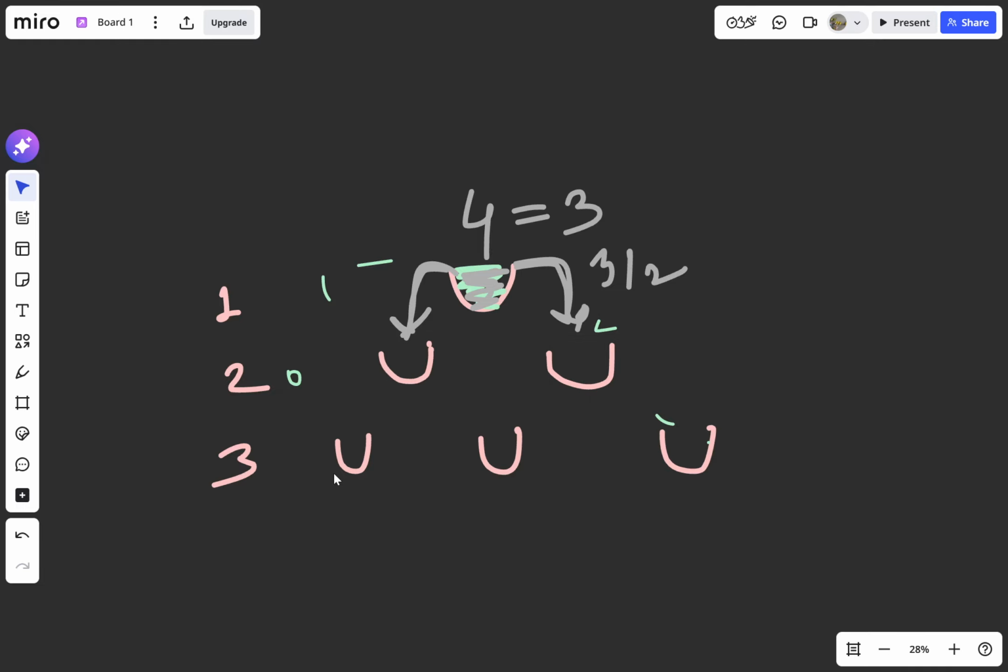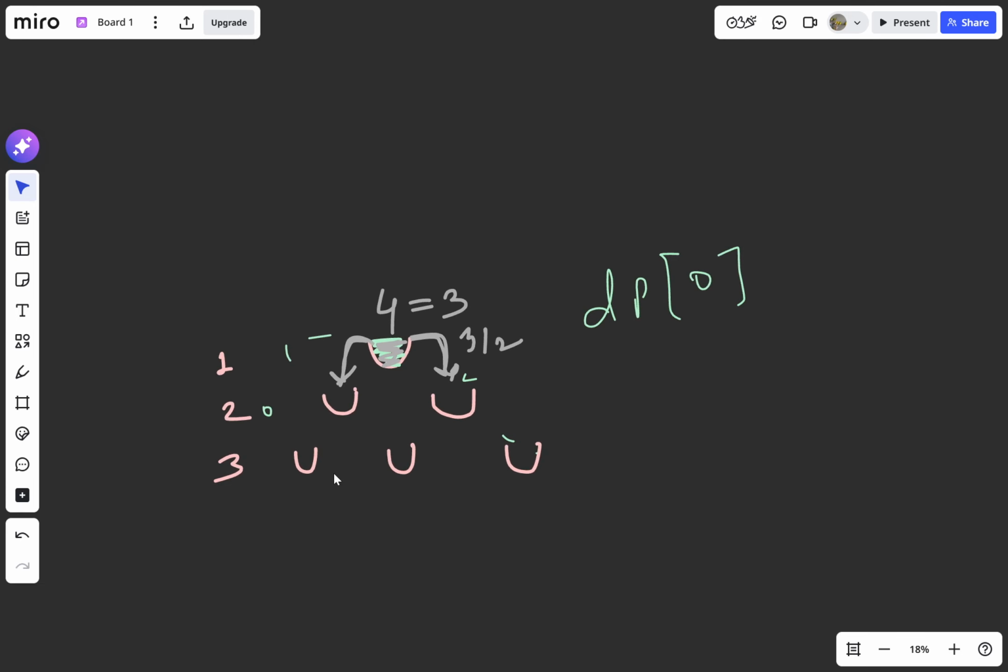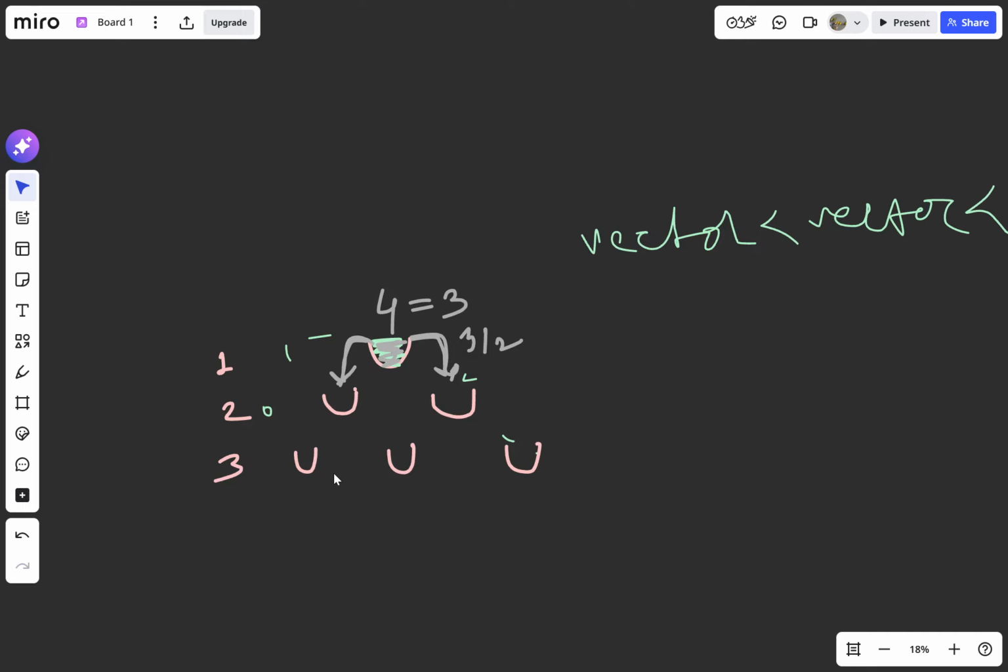Now initially, firstly we will make the 2D DP array, which will be a vector of vectors, storing the data in double format. So we can initialize it. Then after this, how will our conditions be?